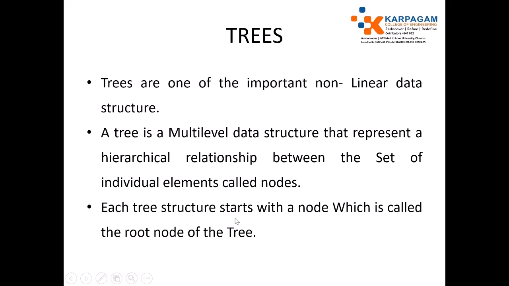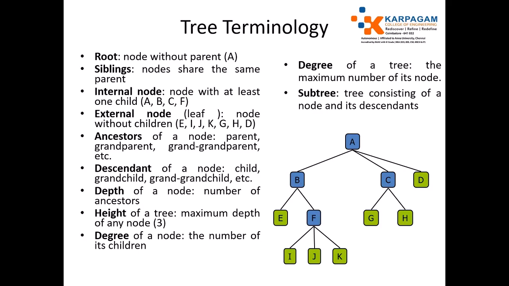Each tree structure starts with a node which is called the root of the tree. For example, this is the tree. Here the basic elements which are encircled are nodes, and the association between the nodes is established by using the edges. The lines represent edges. Now I am going to tell the terminologies pertaining to trees. Here the top node is called the root node, that is the node without a parent.